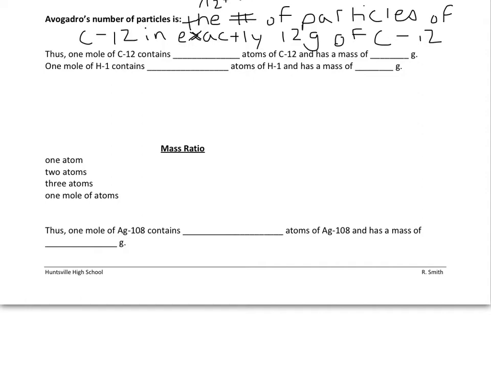So you might be thinking, huh? Thus, if you had 1 mole of C12, how many atoms of C12 would you have? 6.02 times 10 to the 23. Yes, atoms. And what would our mass be? Our mass would be 12 grams.